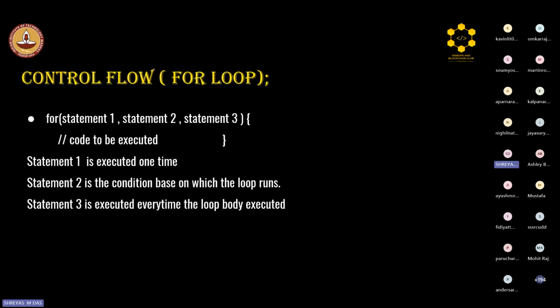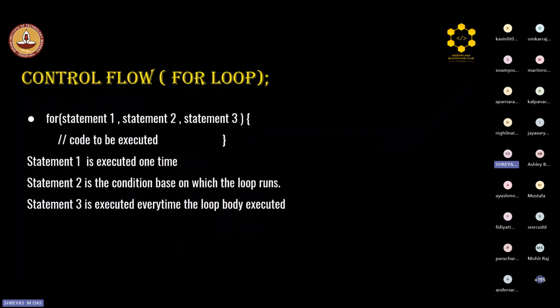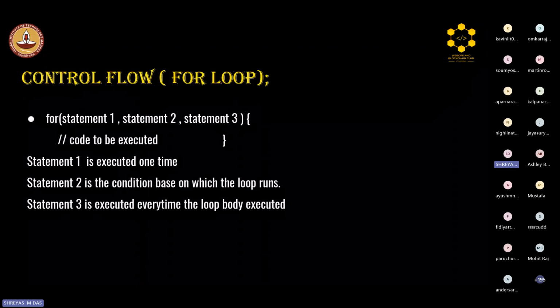These loops are very much used, and it will check the condition, and based on that, it will iterate once again. So let us describe how it works. There are different types of loops: for loop and while loop, both are there. And here in the for loop, we will have statement one, statement two, and statement three.